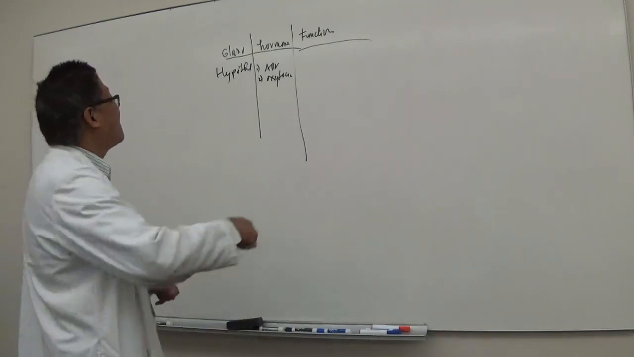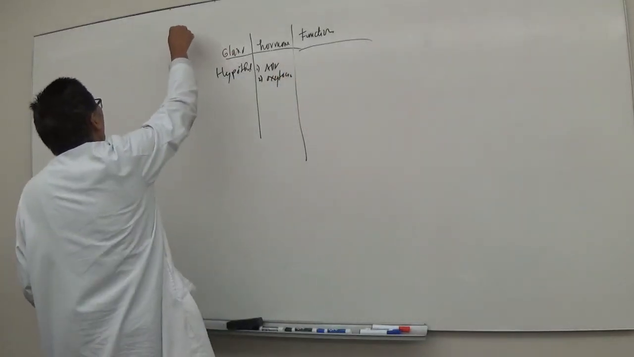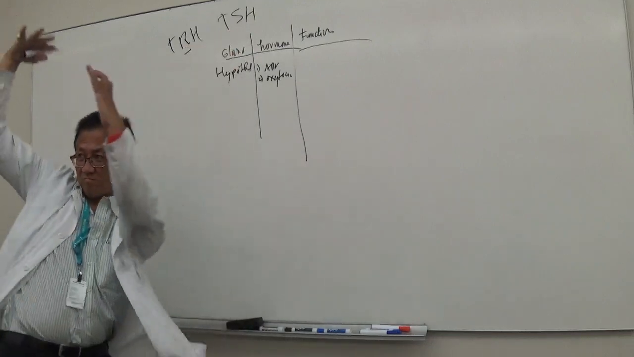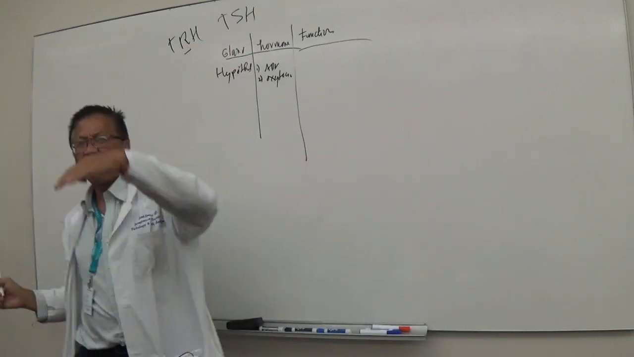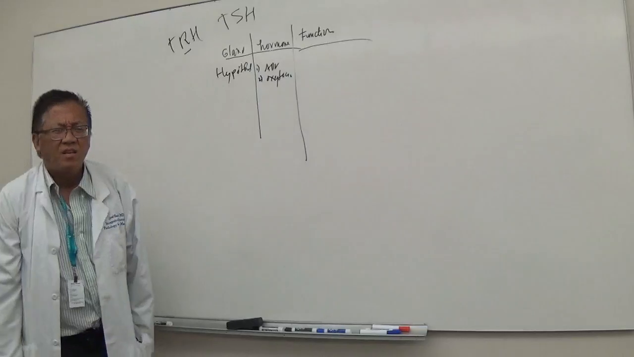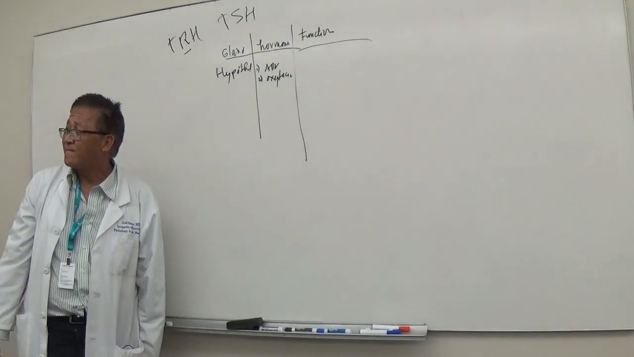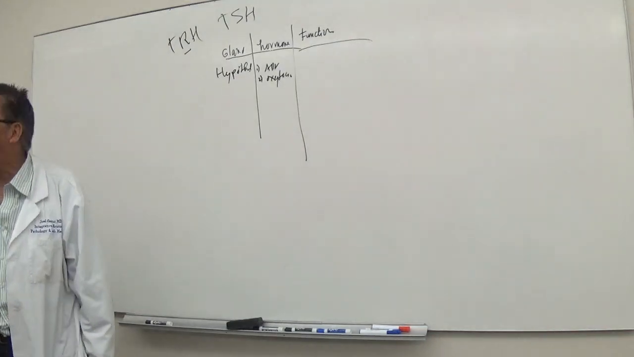Give me an R. Thyrotropin releasing hormone. Give me an S. Thyrotropin releasing. Finally. She was partly correct, but she just stopped at thyrotropin.